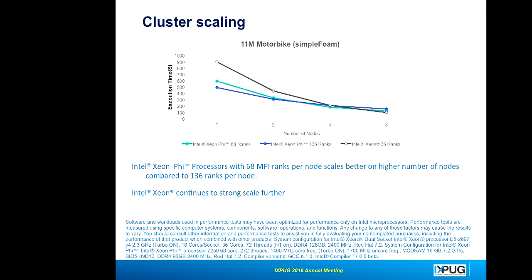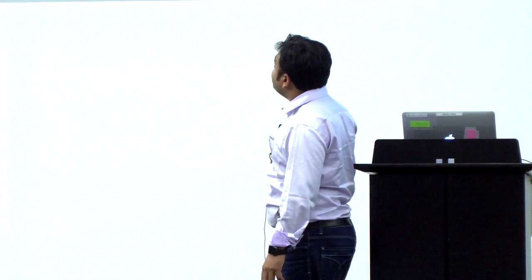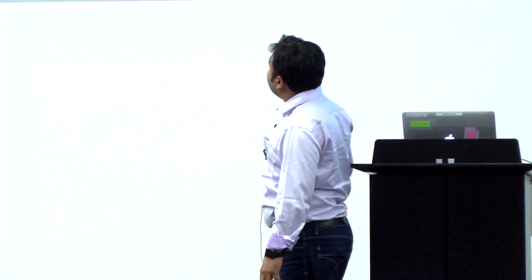Up to 4 nodes, I think the 68 ranks on your KNL is marginally better. If you say 4 nodes and 11 million, then roughly each node has 2 point some million mesh size, which is way under the 16 GB of consumption. So 11 divided by 4.